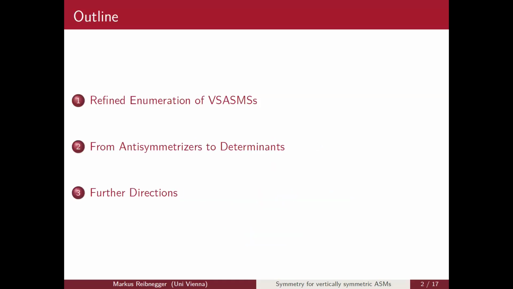Okay, so a quick outline. I will go over the refined enumeration of VSASMs and sort of tell the story of where these functions come from and why this particular kind of symmetry might be interesting. The main part of the talk will be to go from an antisymmetrizer formula to a determinantal formula, which will then make the actual argument quite easy. And in the end, I will go over some perspectives on this and talk about our original motivation for studying this problem.